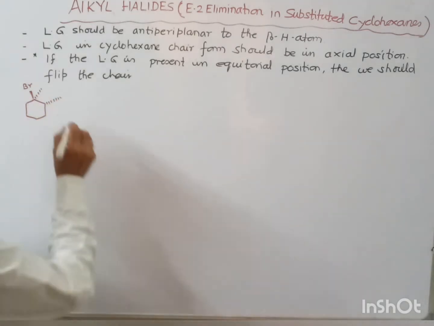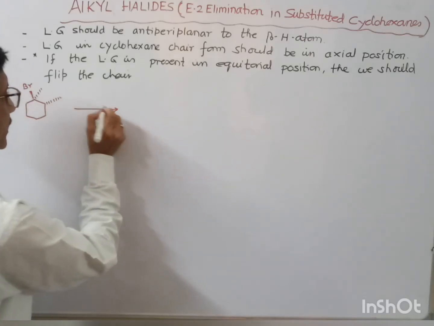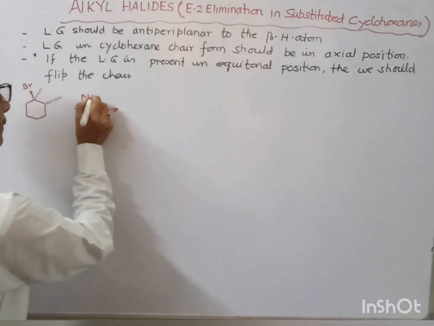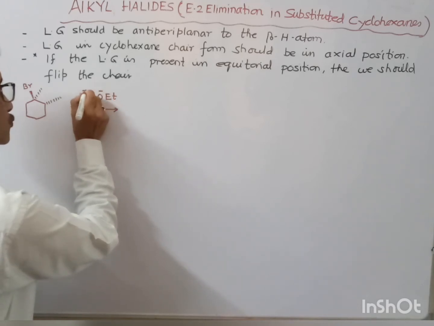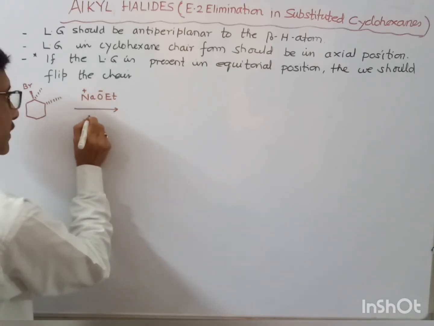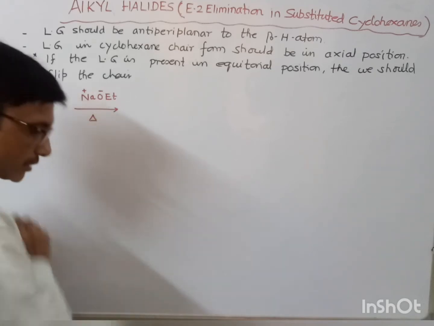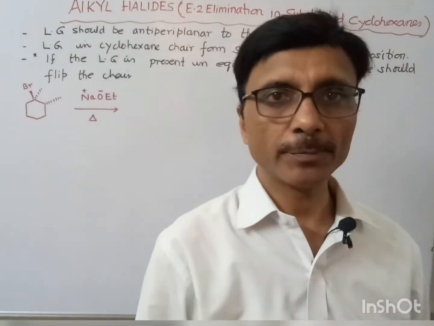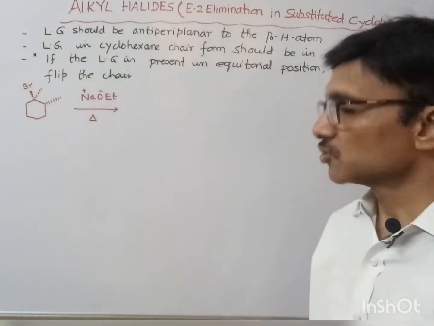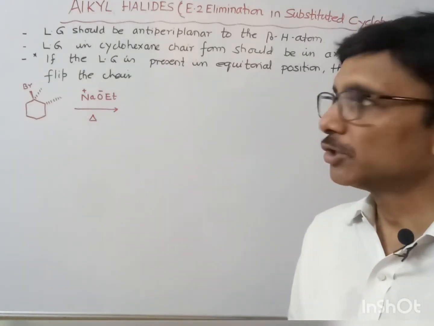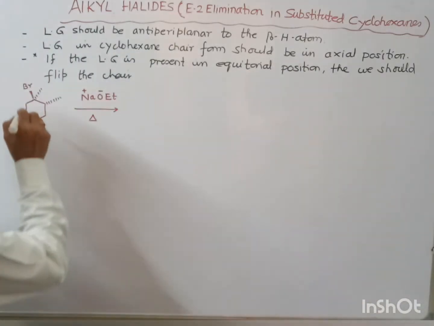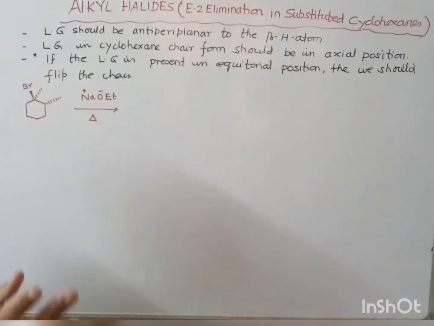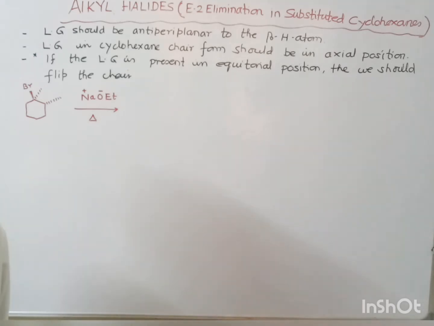Now suppose this is our substituted cyclohexane, and we have a strong base, sodium ethoxide, and we provide heat to this reaction. What would be the product in this case? For this, as I have told you, to remove the beta H along with the leaving group, we had better write this in a chair form.